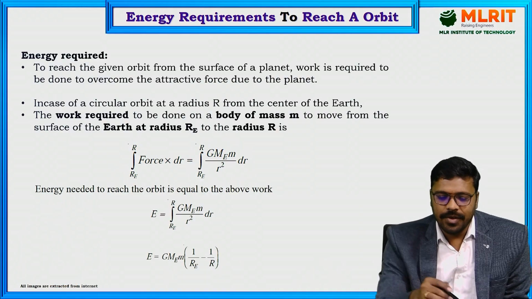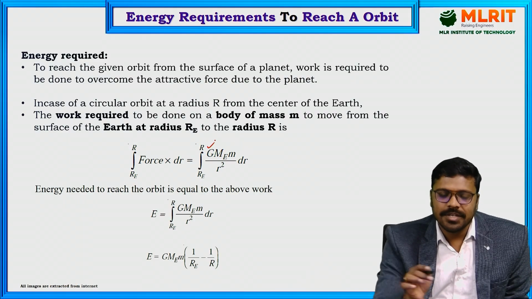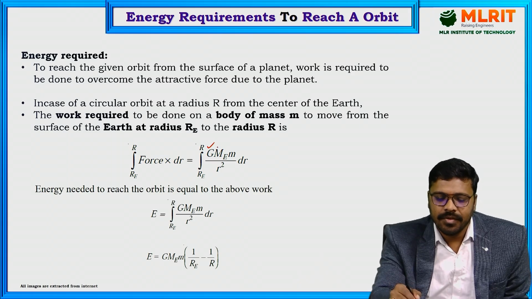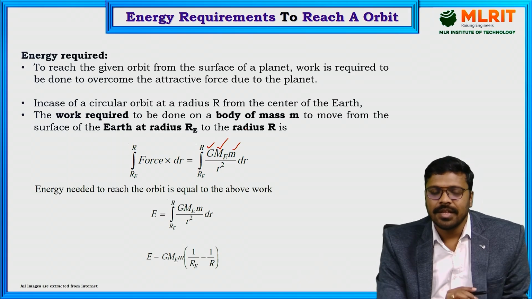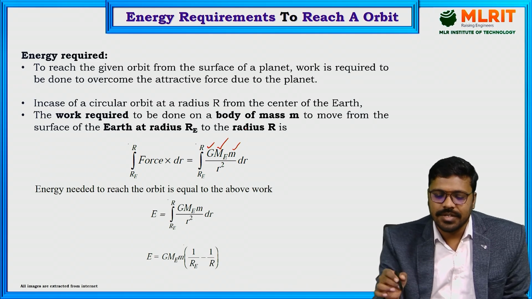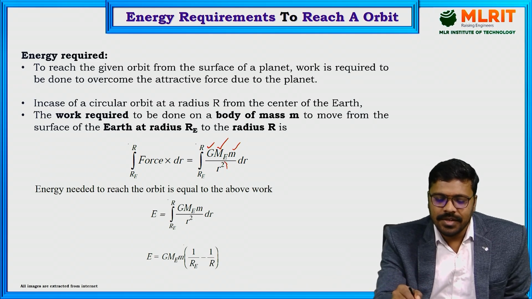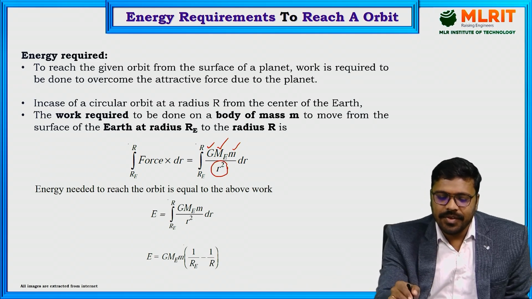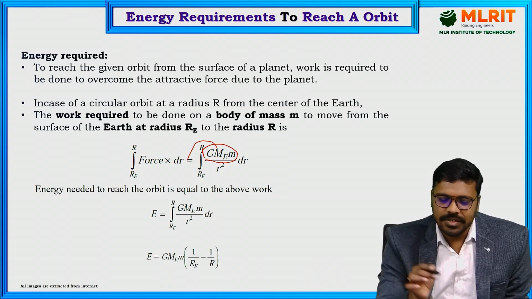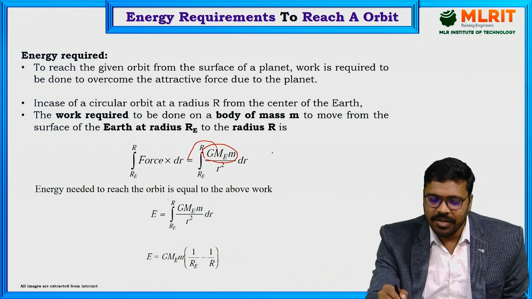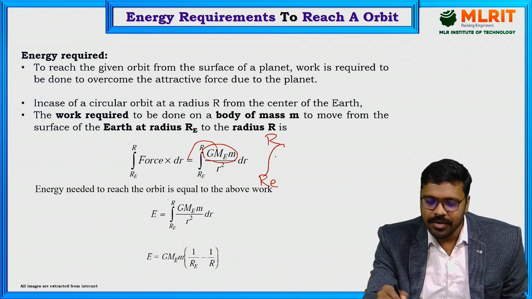So while doing an integration, capital G is constant, the mass of the earth is constant, and the mass of the body we are considering is also constant. The only thing that varies is the radius. So we can bring all these terms outside of the integral. Then it will become integration from RE to R.